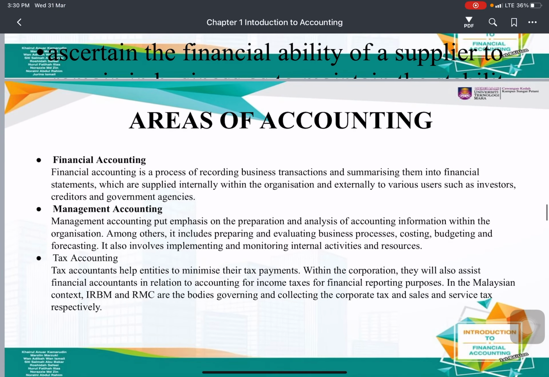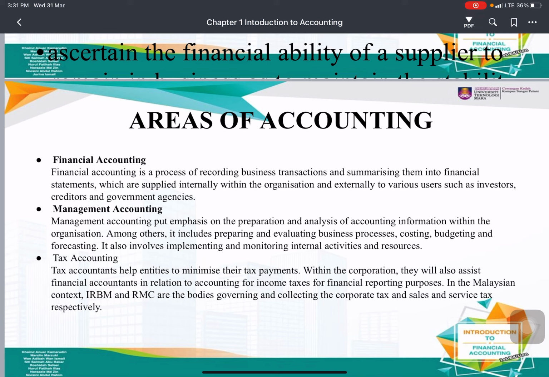All right, so for areas of accounting, we have financial accounting, management accounting, tax accounting, and so on. So financial accounting, what we discussed just now, is actually, all right, I read first. Financial accounting is a process of recording business transactions and summarizing them into financial statements, which are supplied internally within the organization and externally to various users such as investors, creditors, and government agencies. So what we were talking about just now is more towards financial accounting.